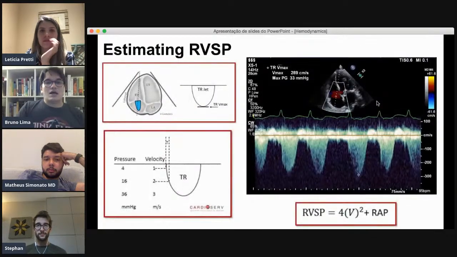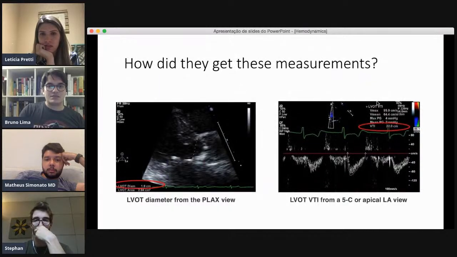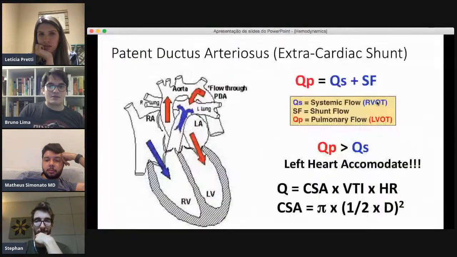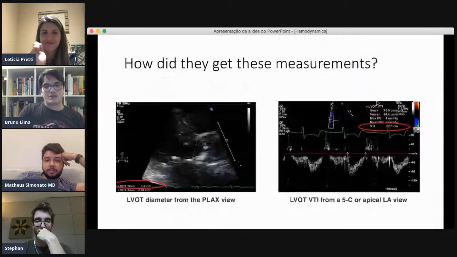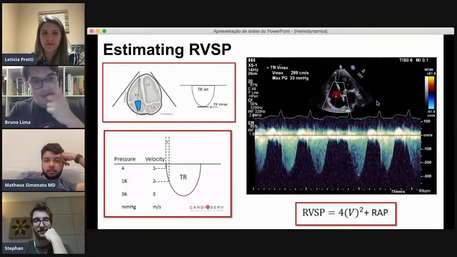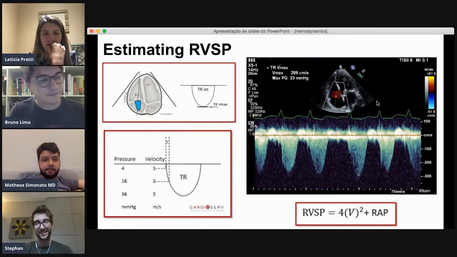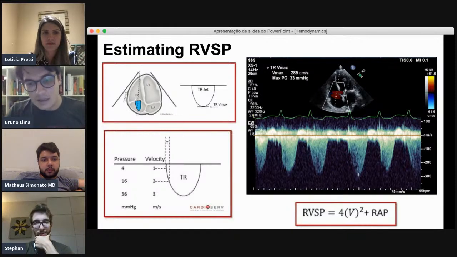I think there's a last case here, but I'm not going to talk about this. It's more like first year cardiology fellow level, so I'm going to leave it away. But I think we pretty much covered most of the things that a resident needs to know in terms of hemodynamics. Okay. I'm going to stop sharing the screen.